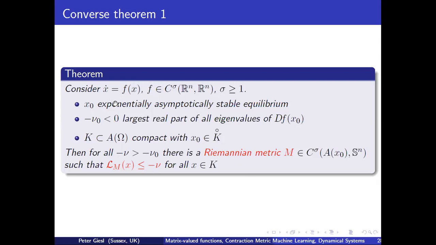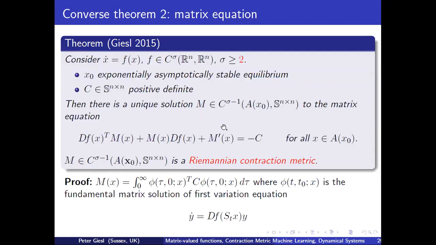If you have an exponentially asymptotically stable equilibrium point, then you will always be able to find your Riemannian metric with this property that it's negative. Again, the minus nu is strictly larger than the largest real part here, and we focus on a compact subset. But again, this doesn't really help us to compute it. So here's a second converse theorem that's actually more helpful to compute, and it links back to the first part of the talk. So let's have a look at this one.